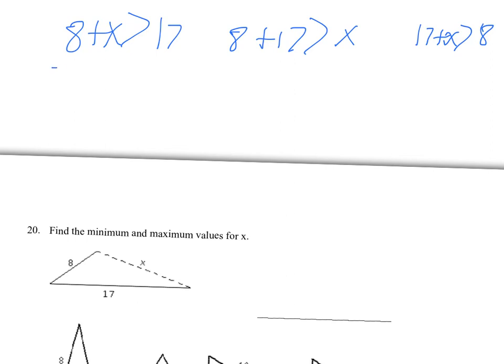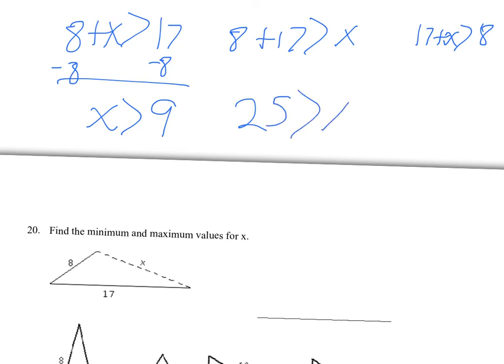Solve for x, so subtract 8. And x is greater than 9. And then here we get 8 plus 17 is 25, which is greater than x. Subtract 17 from both sides, and we get x is greater than negative 9. Well, if we get a negative, that's the one we're not going to use.